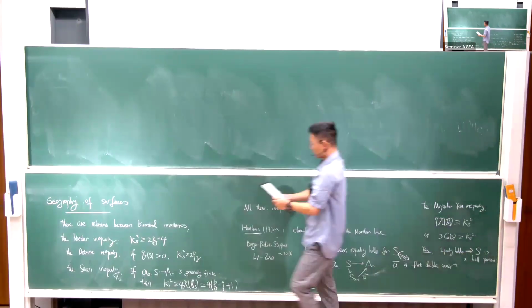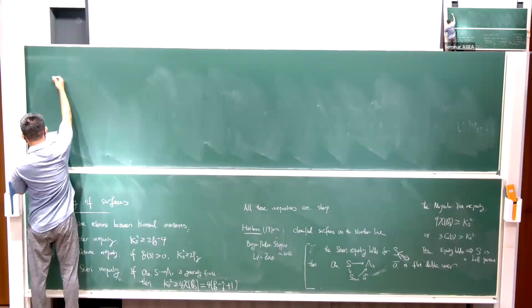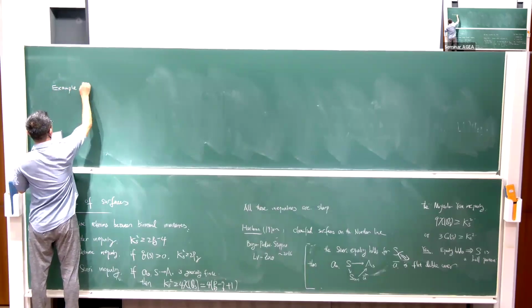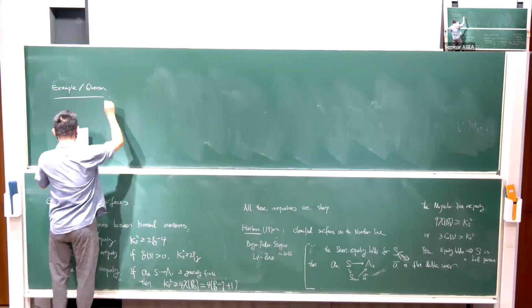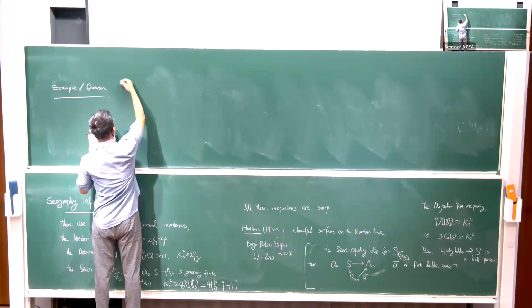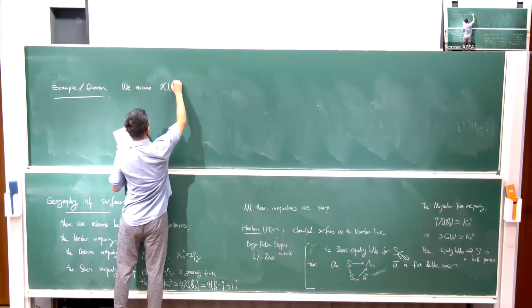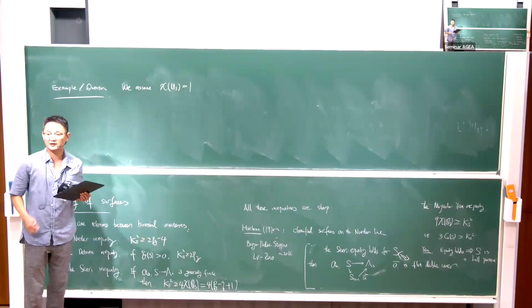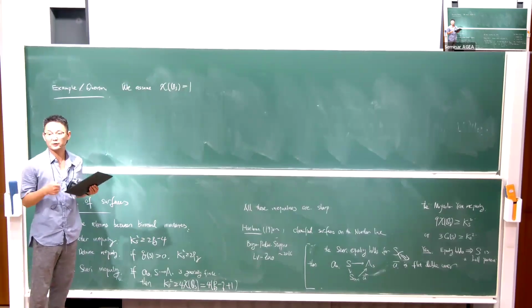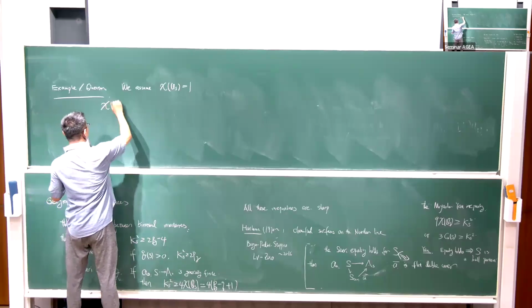Okay, so let me show what the question is. Maybe I should say example or question. So now we assume, as I said, the holomorphic Euler characteristic is a positive integer. So we may ask, what happens when the holomorphic Euler characteristic is the smallest possible one?